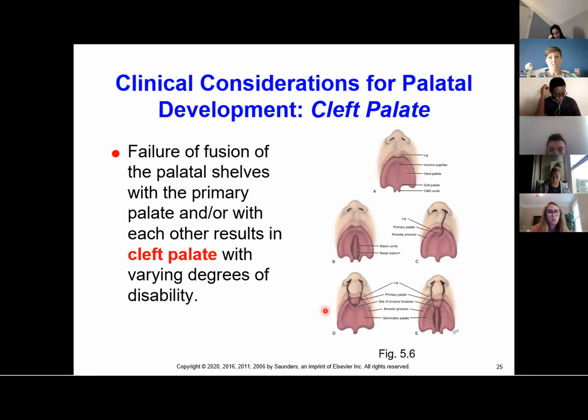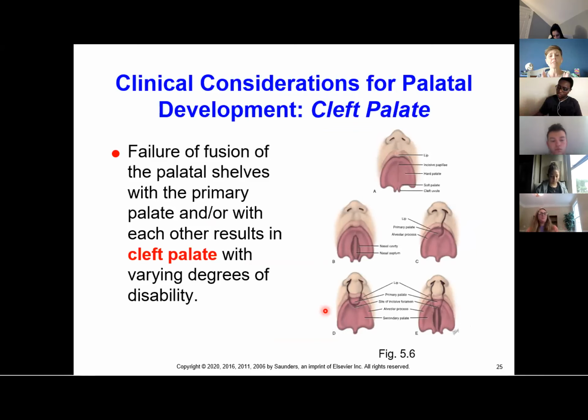All right, so here are your clinical considerations for palatal development. You will get to know there are 7 different degrees or classes of cleft palate. You will get to learn them a little bit better, like I said, in Process of Care.